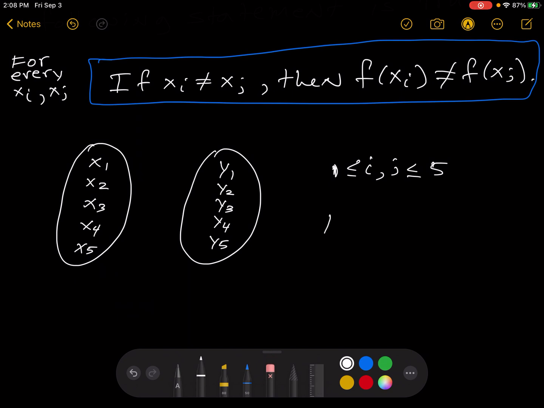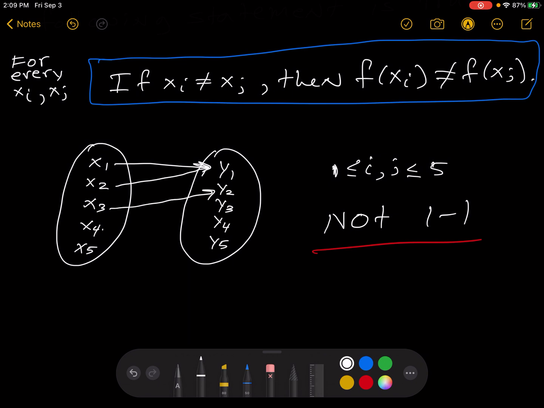Now remember, what I'm going to draw here is not one-to-one. That's important. All right, this function here that I've drawn, we could give it a name, call it f. f is not one-to-one. So let's see why not. Let's see why it fails this if-then statement.